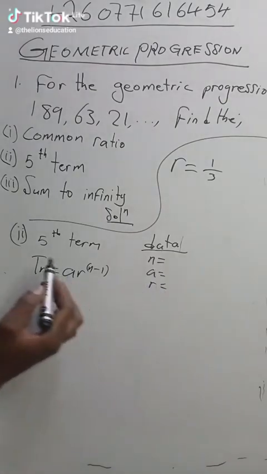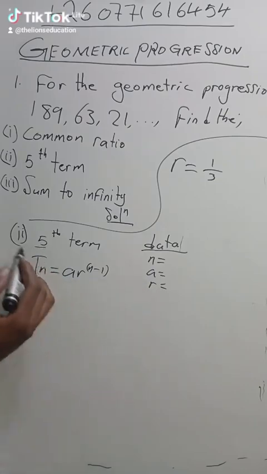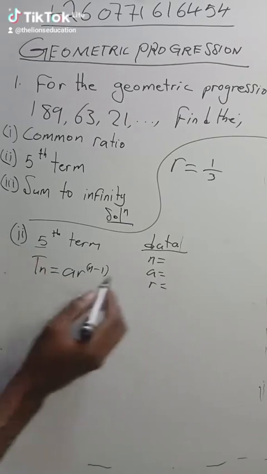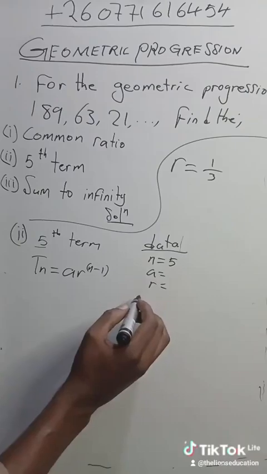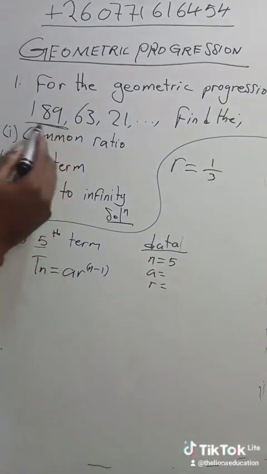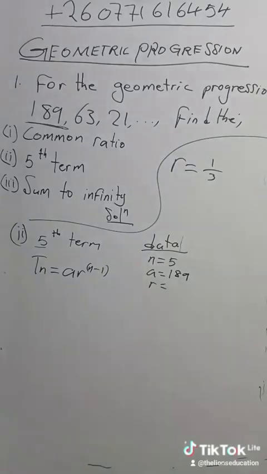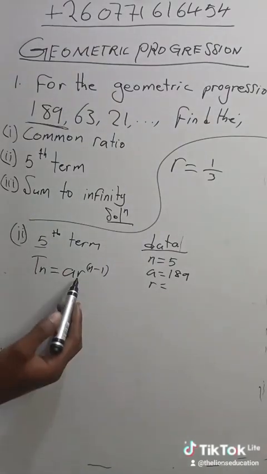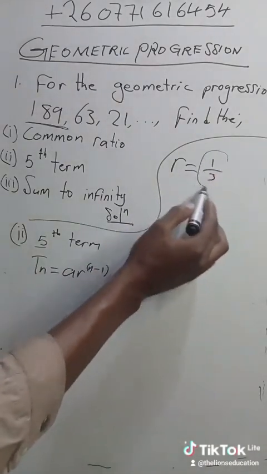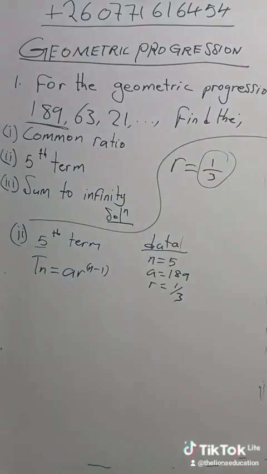So n will be equal to 5 because we're finding the term number 5. Then A is the first term in the sequence, which is 189. Then we have R, which we found. R is 1 over 3. Let us substitute in the formula.